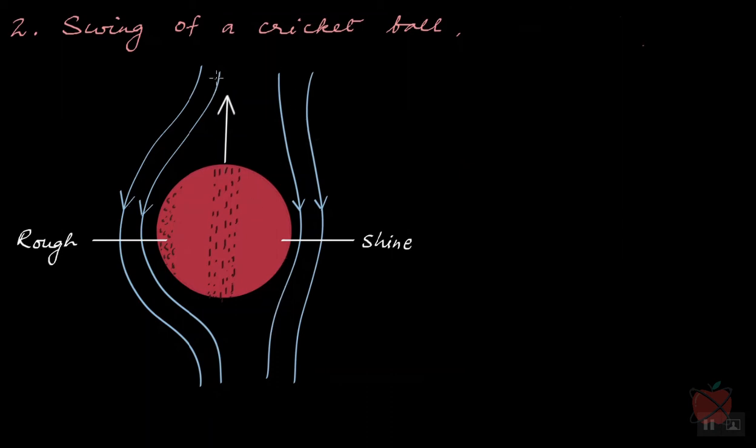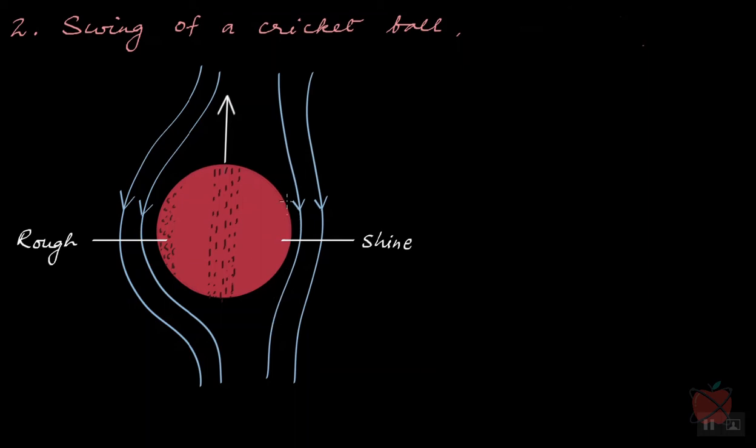Now have a look at the air stream on the left side. It is going over a rough patch. That means more friction. Here, the air stream is going over a smooth, shiny patch. Less friction. Because this side has less friction, this one will be traveling faster than that one, is it not? Yes, this one is going smoothly.